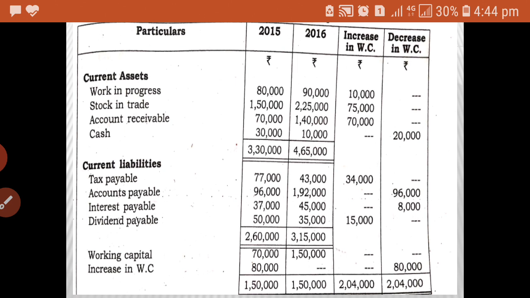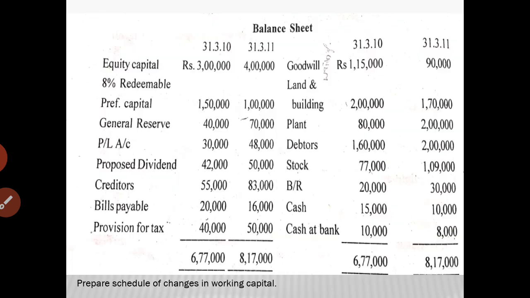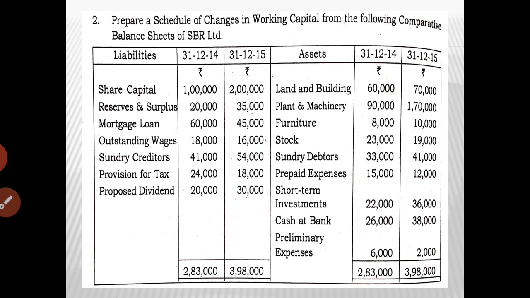The balance shown in the decrease column is considered as an increase in working capital. The balance in the increase column is considered as a decrease in working capital. Okay. Now let us go through another problem.